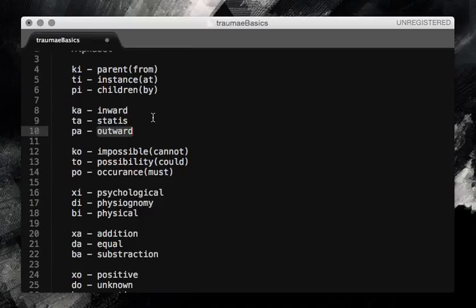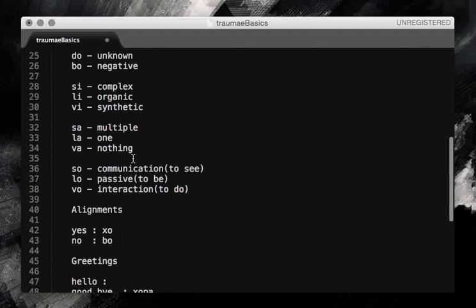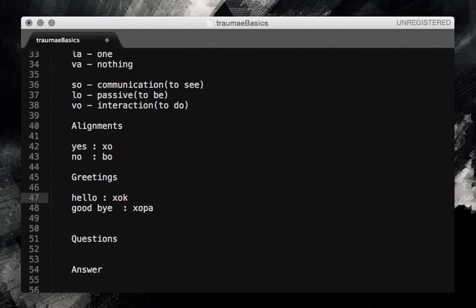But let's say somebody's leaving, then you're going to say gzopa, and basically what it means is that it's good that the person is going outward. Or, if somebody's coming near you, or you want to say hello, or it's nice to see you, then you're going to use its opposite, which is going to be gzoka, and gzoka is the word for hello. Gzoka, like that.